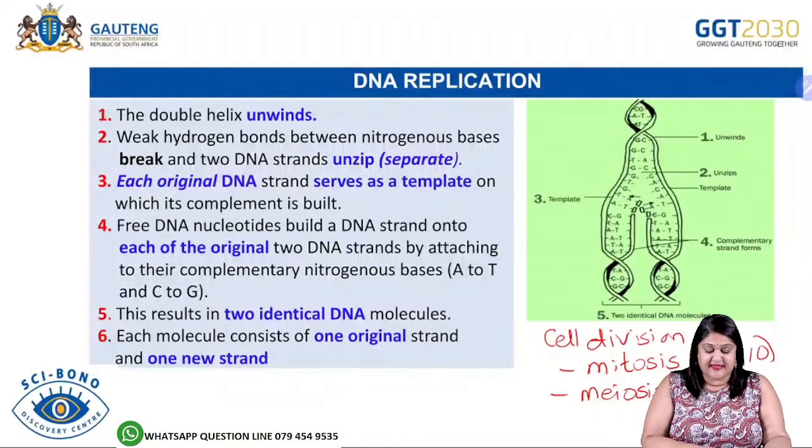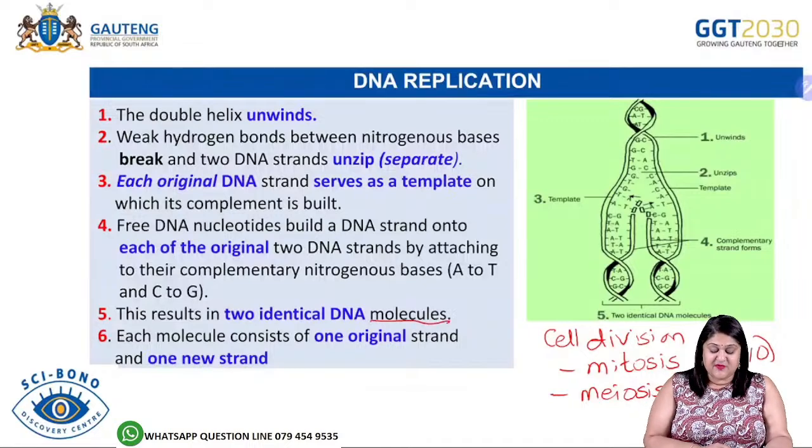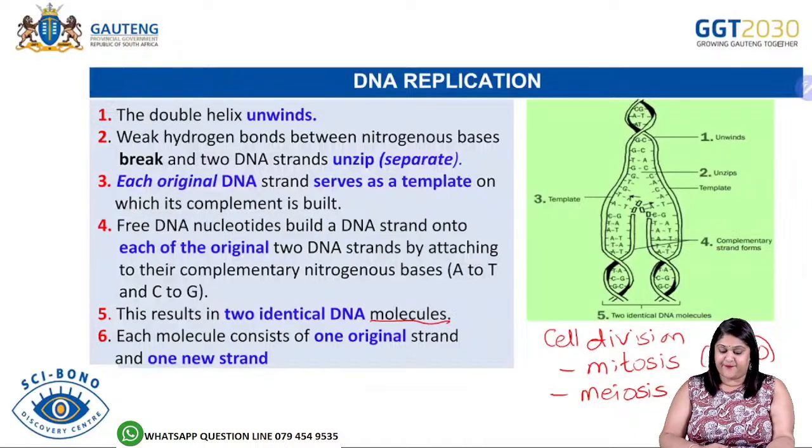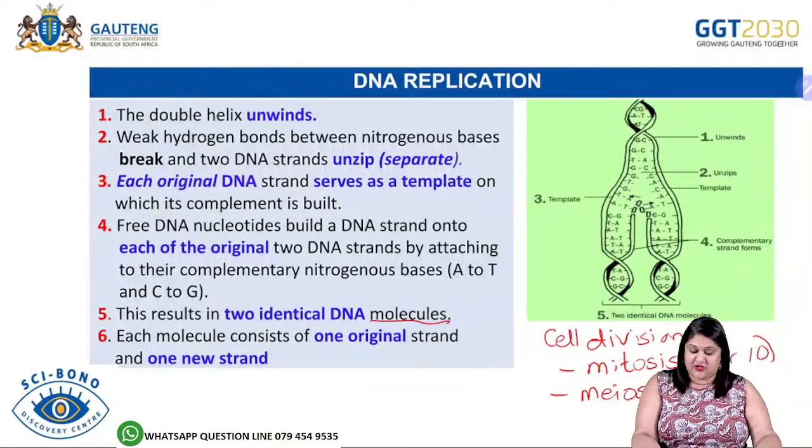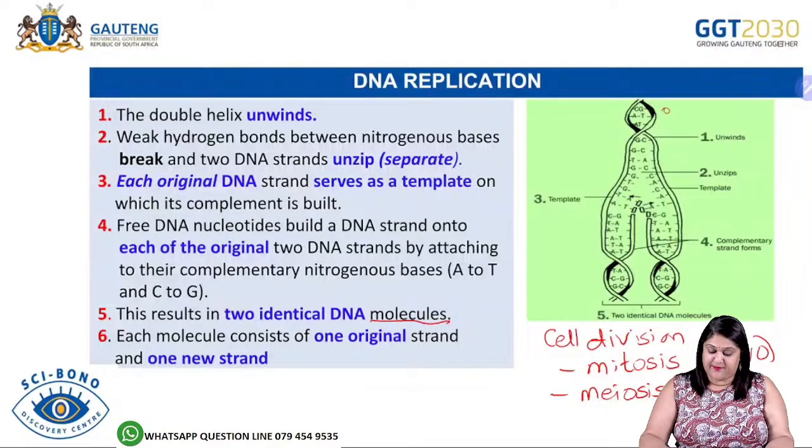Each original DNA strand serves as a template on which its complement is built. Free DNA nucleotides build a DNA strand onto each of the original 2 DNA strands by attaching to their complementary nitrogenous bases, A to T and C to G. This results in 2 identical DNA molecules. Each molecule consists of 1 original strand and 1 new strand. Okay, so let's look at the picture. We can see here that it is wound up at this point.